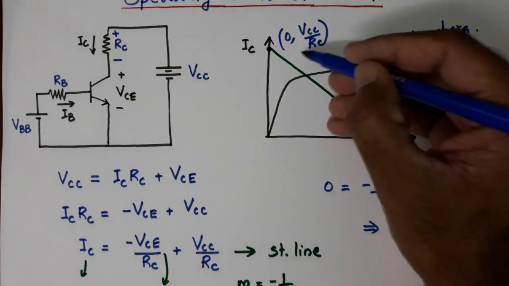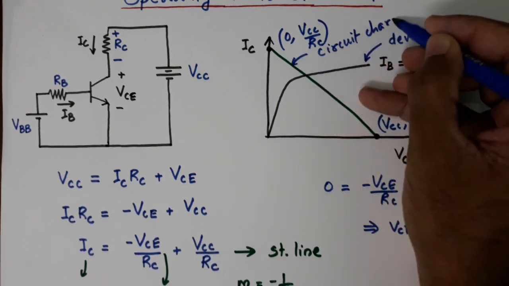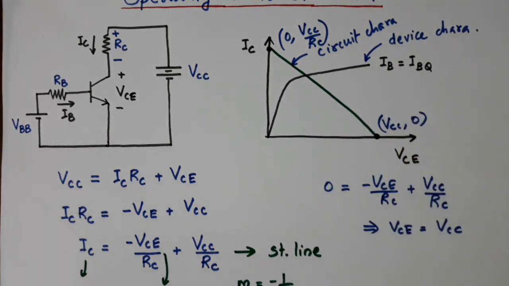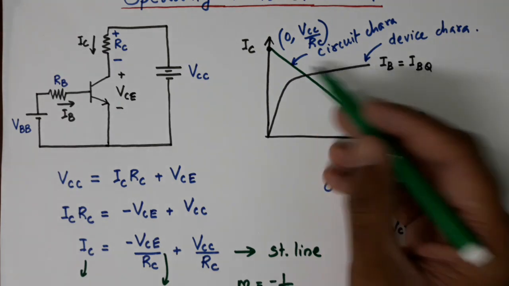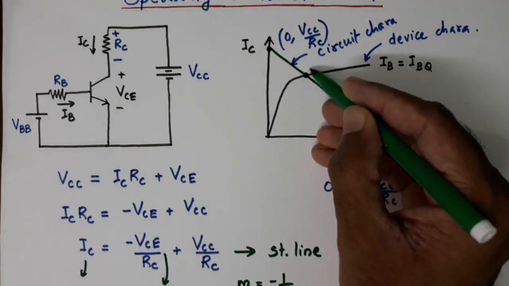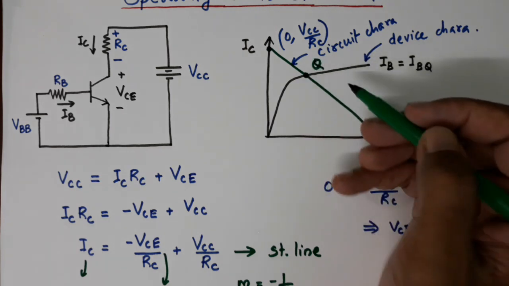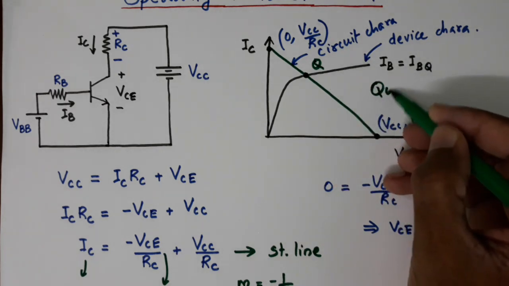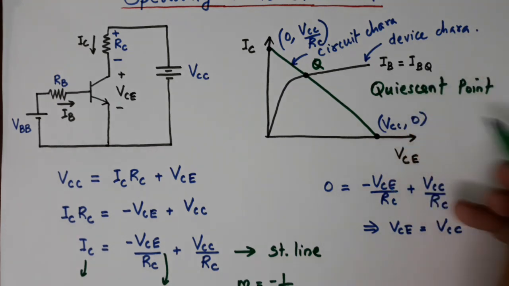So this represents the circuit characteristics, and the previous one, this curve, represents the device characteristics. So this device is connected in this circuit. So the point of intersection of these two curves, this curve and this straight line, will give the operating point. This point is our operating point, and usually it is denoted by the symbol Q, because this operating point is also called the quiescent point. So it is also known as quiescent point or Q point.